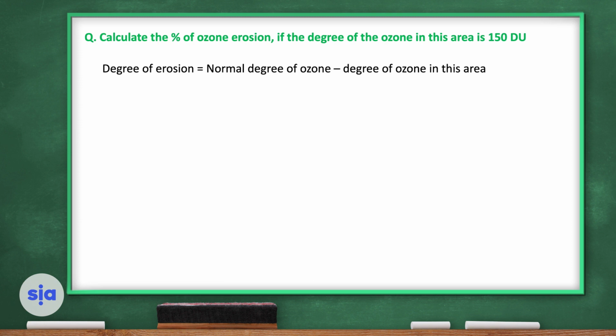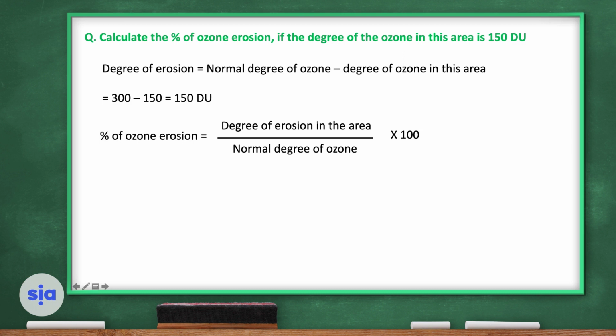According to the rule, degree of erosion equal normal degree of ozone minus the degree of ozone in this area. So equal to 300 minus 150, which is equal to 150 Dobson. Now we can calculate the percentage of ozone erosion by dividing the degree of erosion in this area, which is 150, divided by the normal degree of the ozone, which is 300, times 100. So the degree of erosion here is 50%.